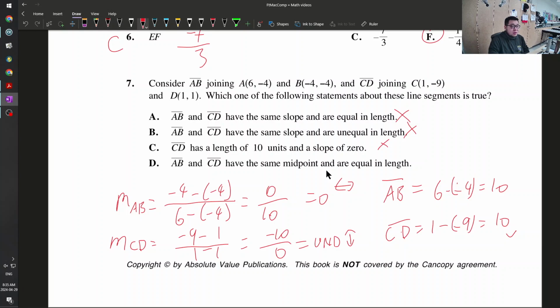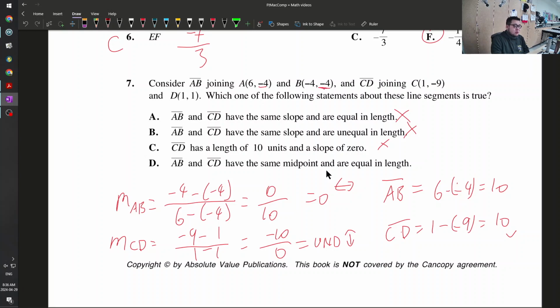AB and CD have the same midpoint and are equal in length. So by method of elimination, this must be the same. But if we want to check, we have to see if these two have the same midpoints. So how do I find the midpoints? Well, we just take the average of the 2 points. Good thing for the 2 points, one value is the same.